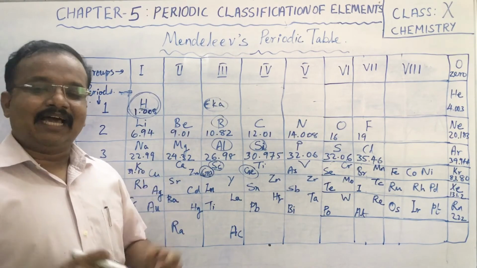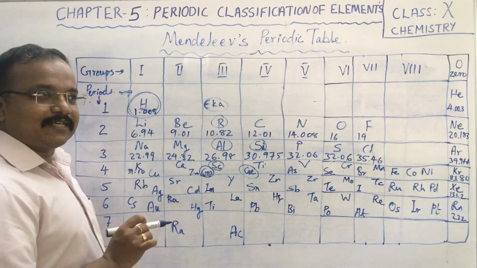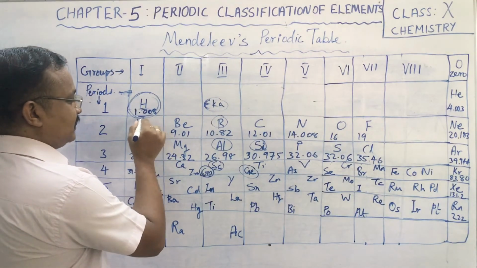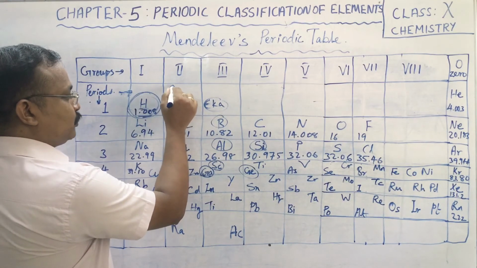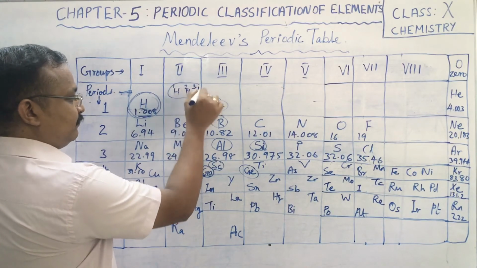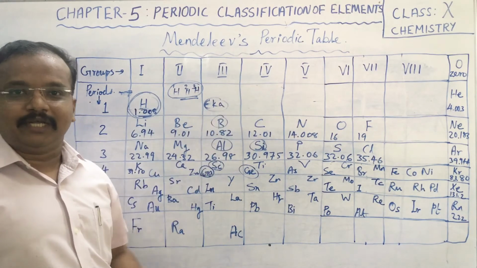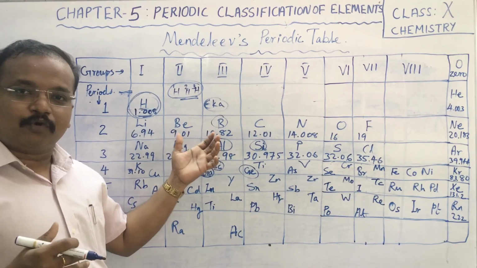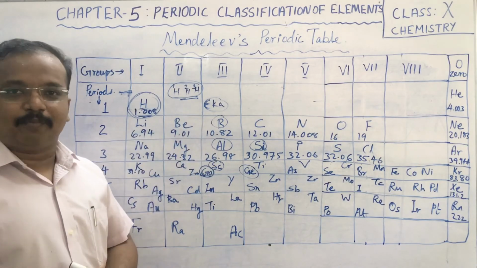Then another demerit is that he arranged elements according to the increasing order of atomic masses, as we know. So when isotopes come in, hydrogen itself has isotopes: hydrogen 1, hydrogen 2 and hydrogen 3. If this is the condition in the case of hydrogen, hydrogen itself will be placed in 2-3 different groups. So that is another demerit. Arranging the elements according to atomic masses, isotopes cannot be fit into the groups in a proper way.